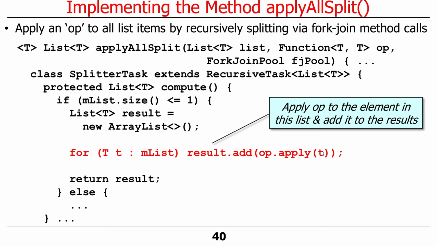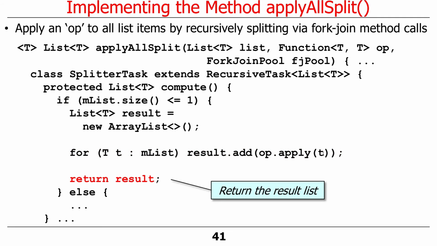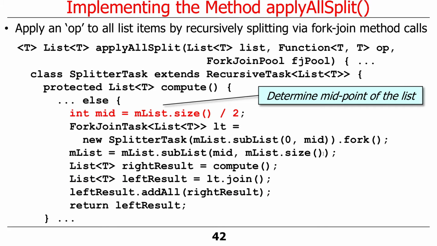So for each element in this sublist, we are going to apply the operation here on that element, and then add the result to the result list. So this is all done sequentially. This is just a sequential loop, and it probably only runs one time in this case, but it's sequential nonetheless. And when we're done, we return the result list, which will most likely have 1 element or 0 elements in it. That's the basis case of the recursion.